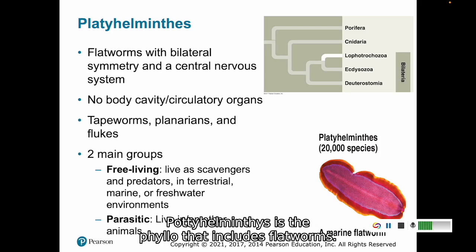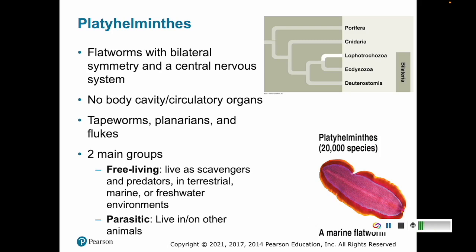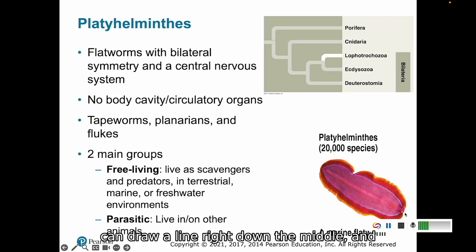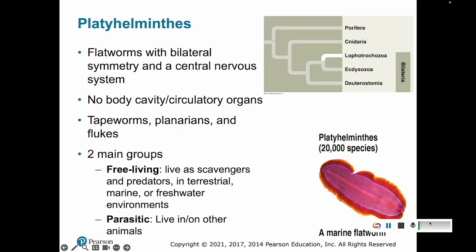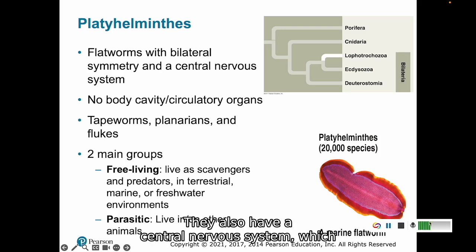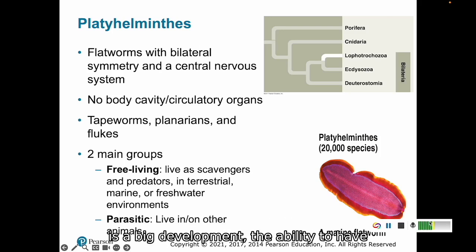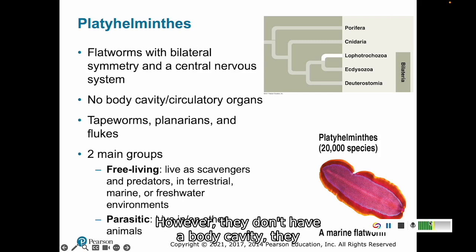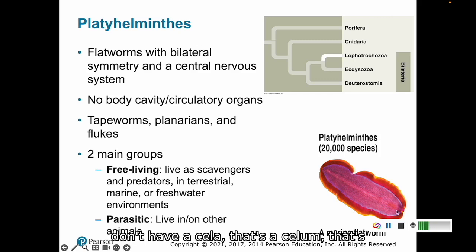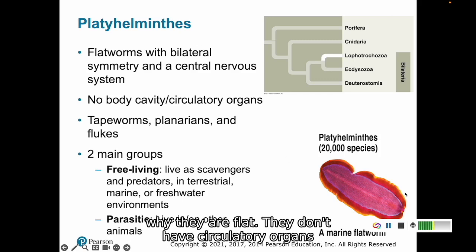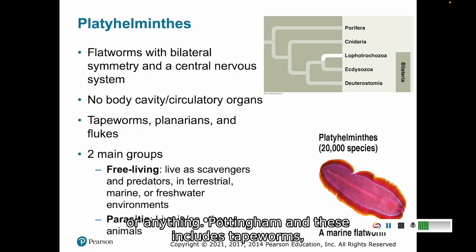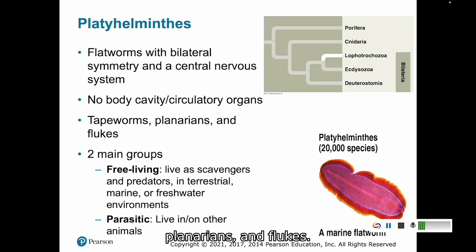Platyhelminthes is the phyla that includes flatworms. They have bilateral symmetry, so you can draw a line right down the middle, and you have a left and right side. They also have a central nervous system, which is a big development, the ability to have a brain and nerves. However, they don't have a body cavity. They don't have a coelom. That's why they are flat. They don't have circulatory organs, so there's no heart or anything. Platyhelminthes includes tapeworms, planarians, and flukes.